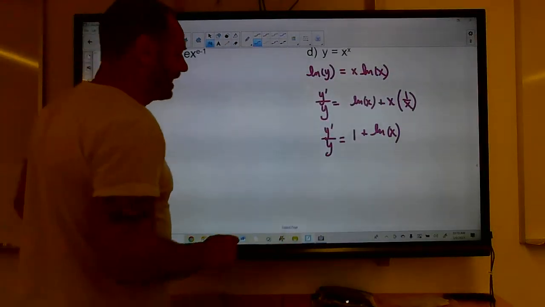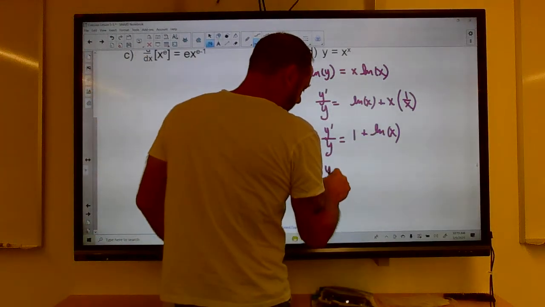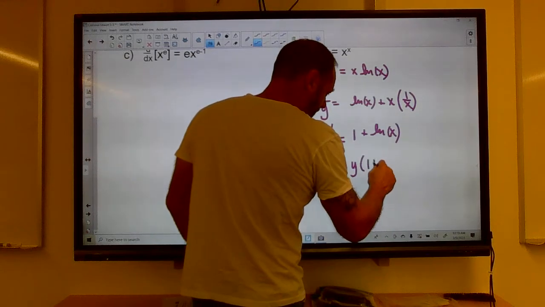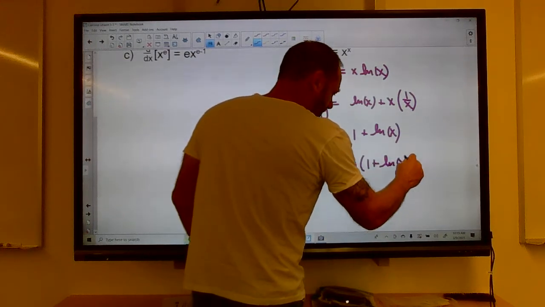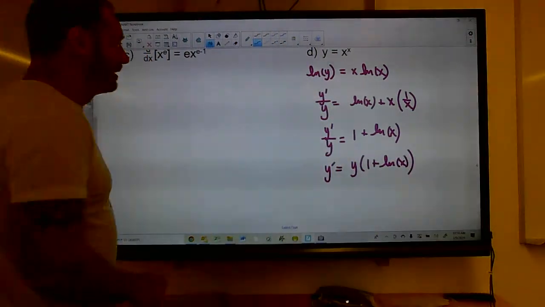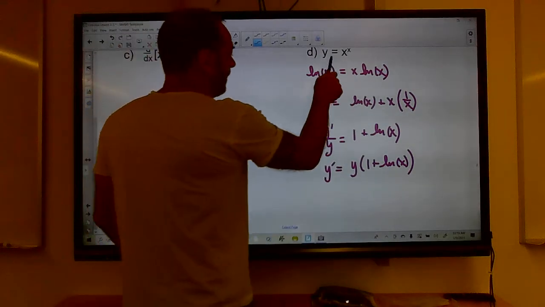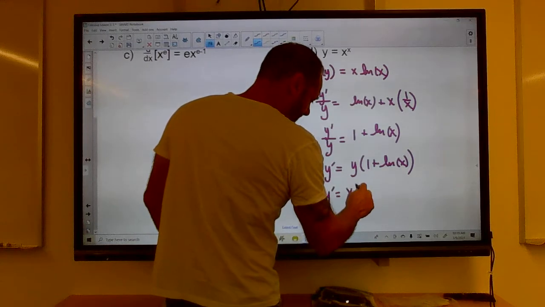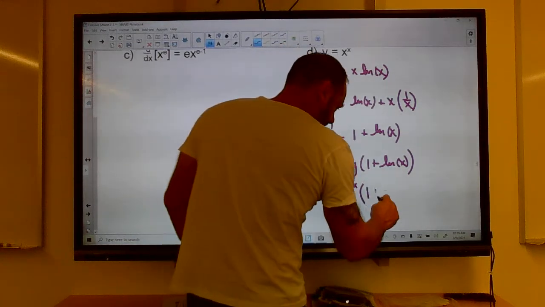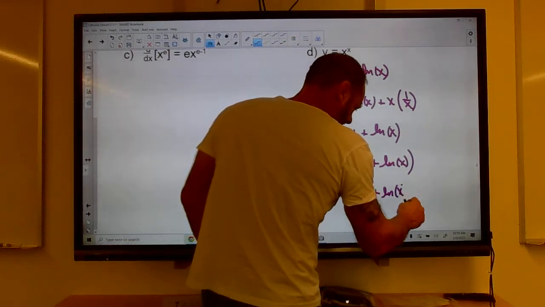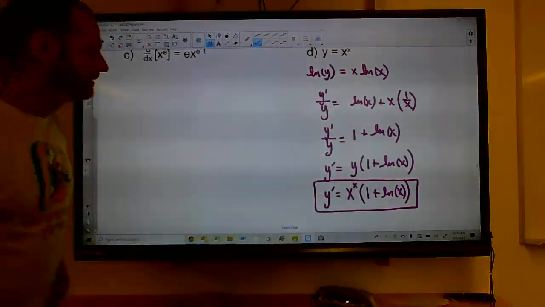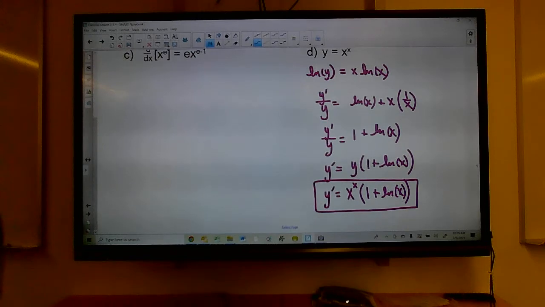And then I got to move the y over here because I want y prime. I don't want the y prime over y. So it's going to be y times 1 plus natural log of x. And then I got to go back up here and say, oh, y was x to the x. So y prime is going to be x to the x times 1 plus the natural log of x. So that's not too difficult.